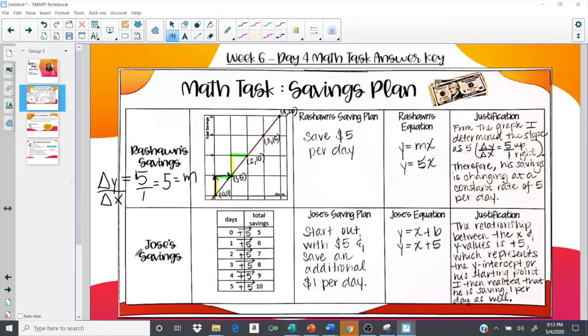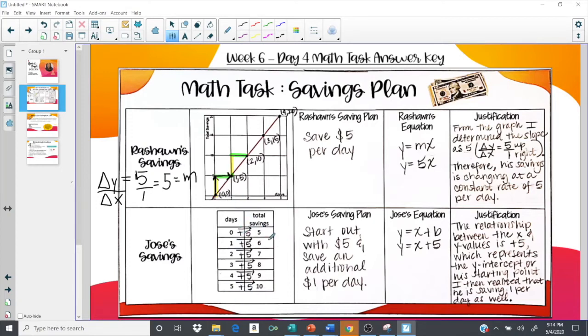Okay. Now, let's look at Jose's savings. His savings was represented using a table. Okay. So to find the relationship between the x and y values, you should have noticed that you can add 5 each time to the x values to get the corresponding y values. 0 plus 5 is 5, 1 plus 5 is 6, 2 plus 5 is 7, and so on. Okay, so each time we're going to add 5 to get our corresponding y values. Therefore, you know your relationship is additive.